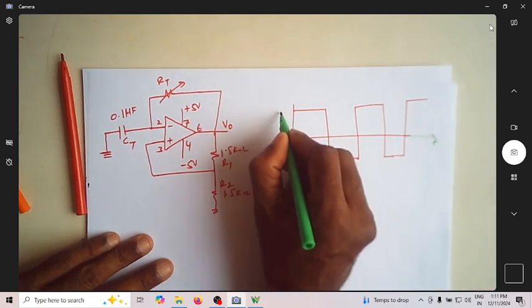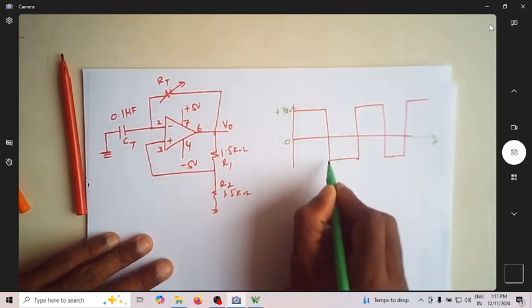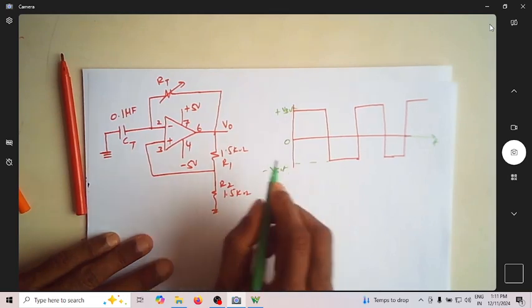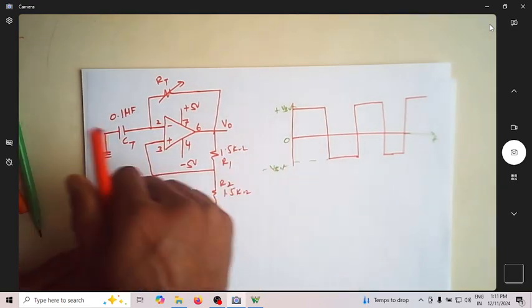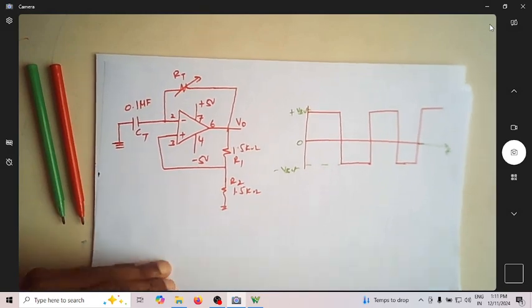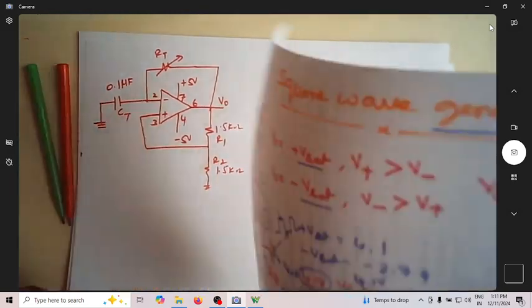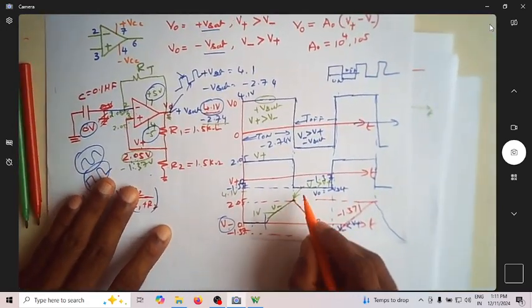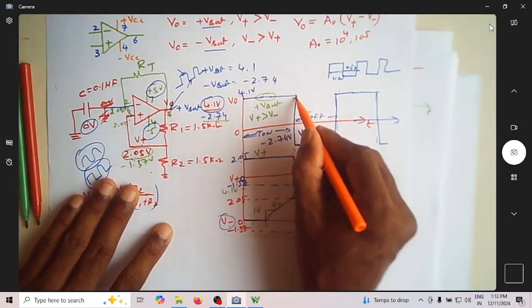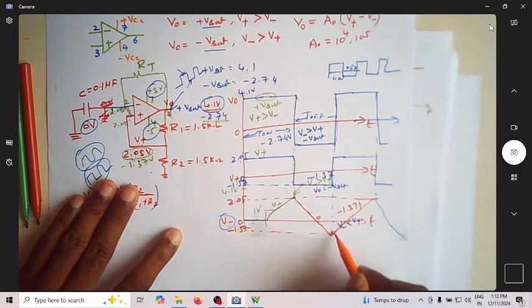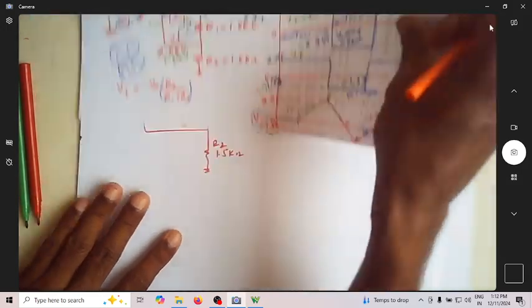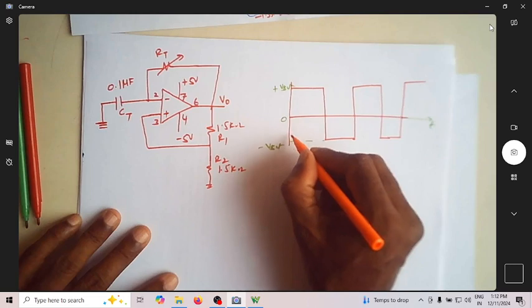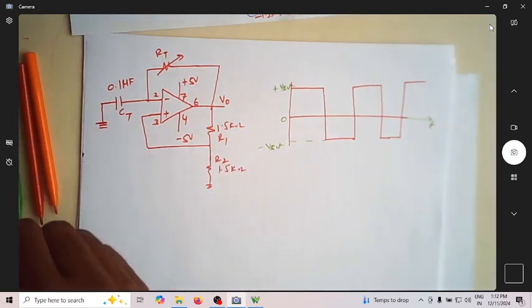This is with respect to time. So this is plus Vsat, this is minus Vsat, and we know the capacitor voltage behavior. Whenever the capacitor voltage reaches this level, the output has a transition from plus to minus. Whenever the capacitor voltage reaches the other level, it again switches from minus Vsat to plus Vsat. Since it has already settled down, let me draw the waveform like this.